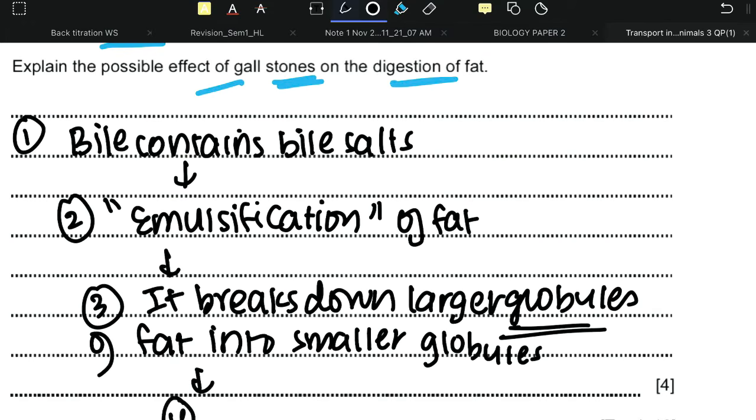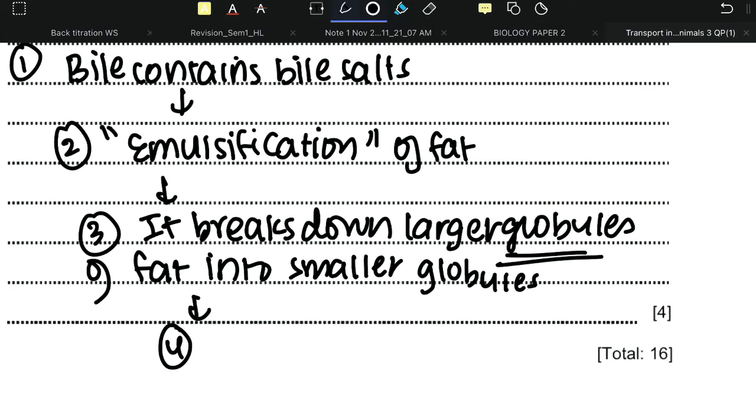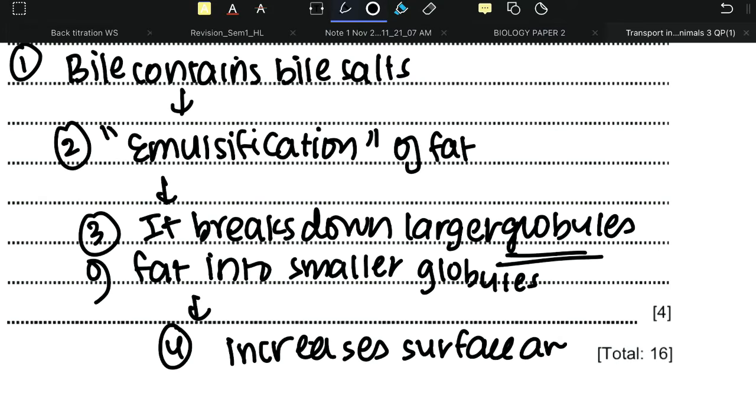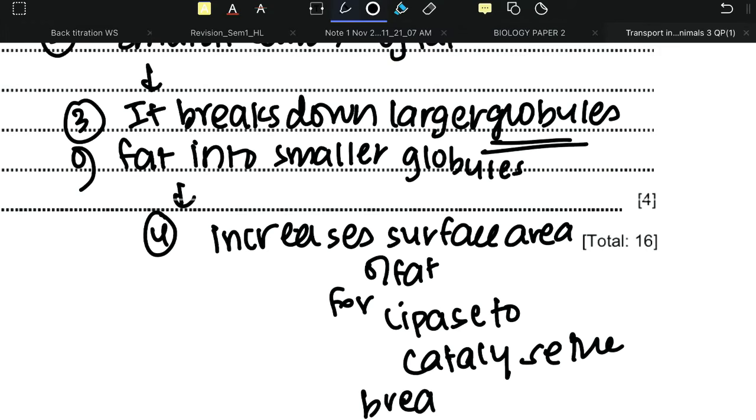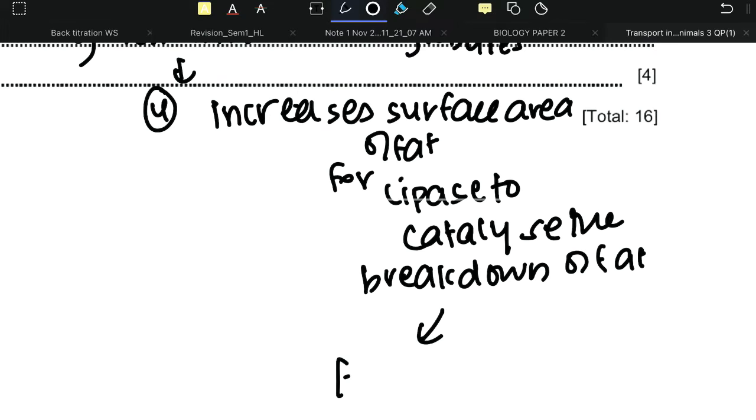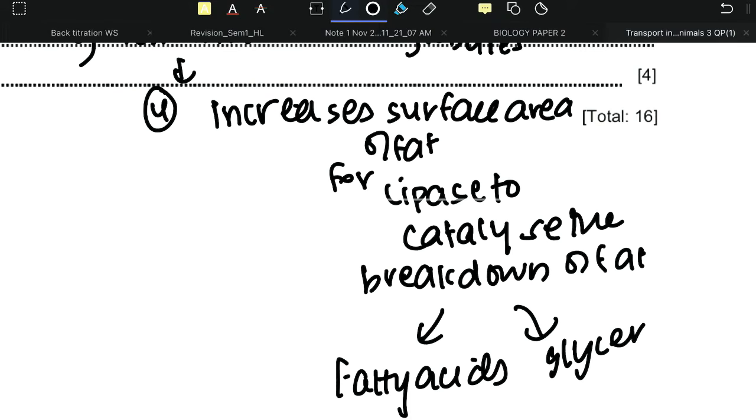And then what you have to say is, once it breaks it down, what happens? Because bile does this process of emulsification, it increases the surface area of the fat for lipase to catalyze the reaction, the breakdown of fat into fatty acids and glycerol.